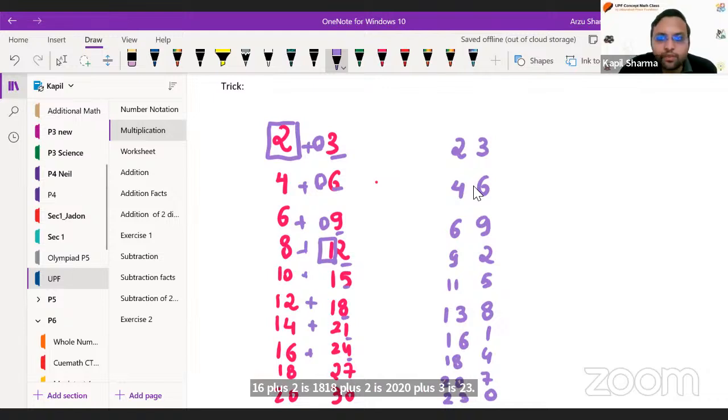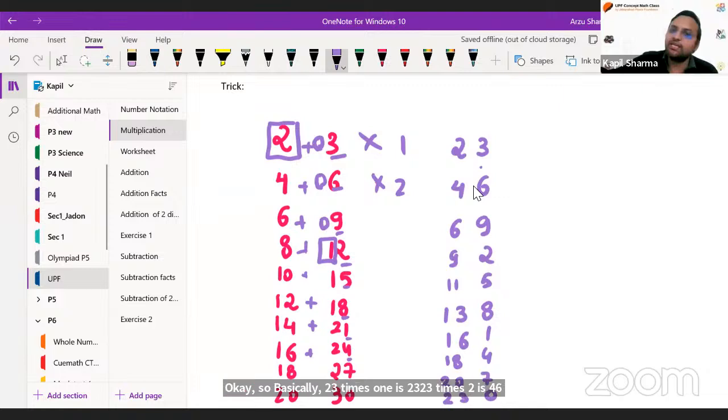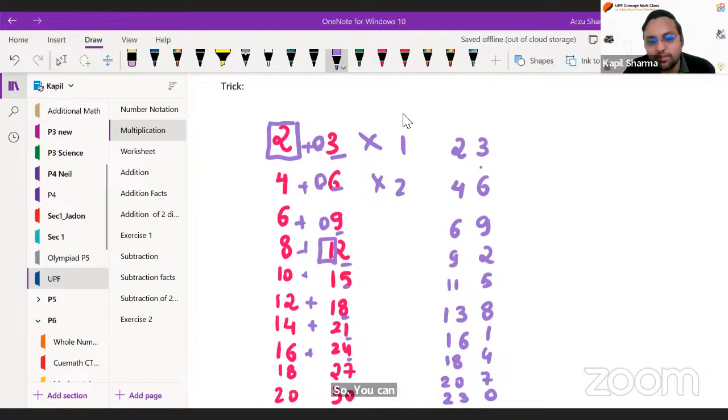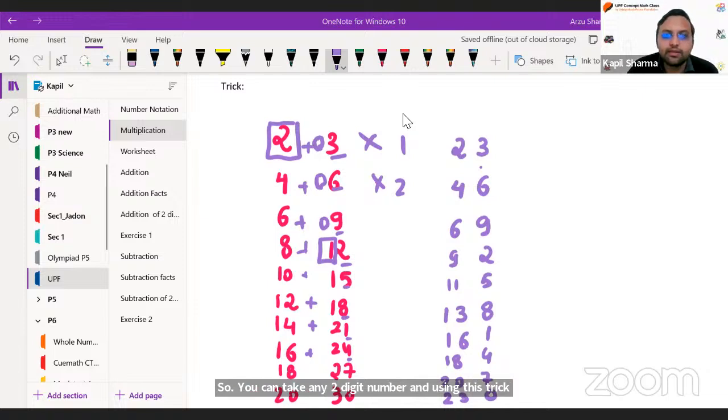So basically 23 times 1 is 23. 23 times 2 is 46. 69. So these are the multiples of 23. So I hope this is clear. Any questions? Anyone? You can take any two-digit number, and using this trick, you can write the multiplication table in under a minute. If you practice enough, you can do that. So I hope this is clear, right?